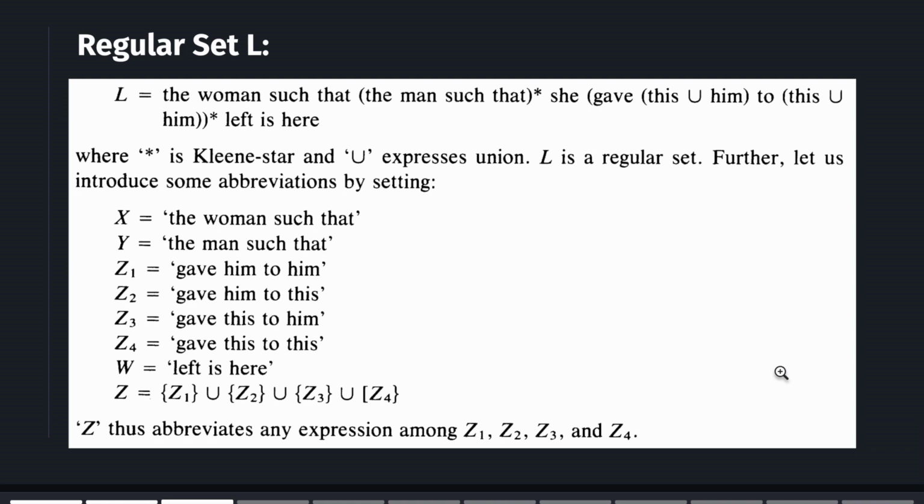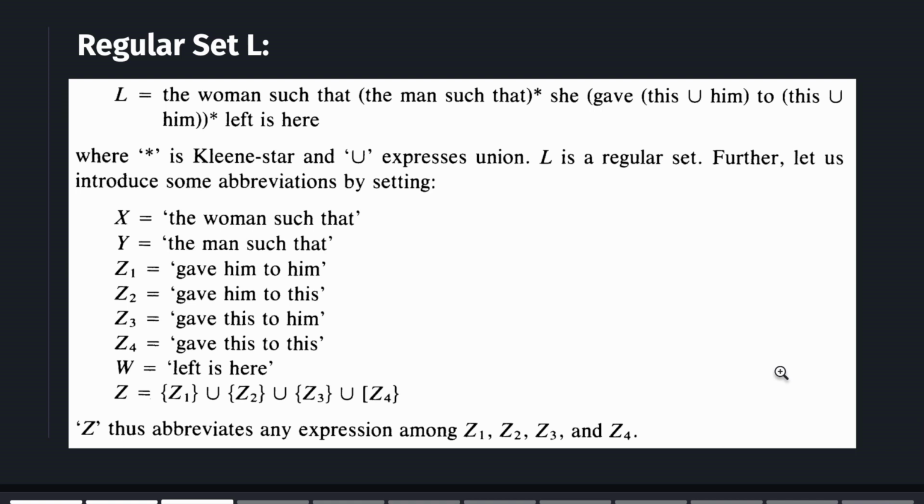Each expression begins with "the woman such that," followed by zero or more occurrences of "the man such that," then "she," and zero or more occurrences of certain phrases like Z: "give him to him," "give him to this," "give this to him," and lastly "give this to this." And L concludes with "left is here."